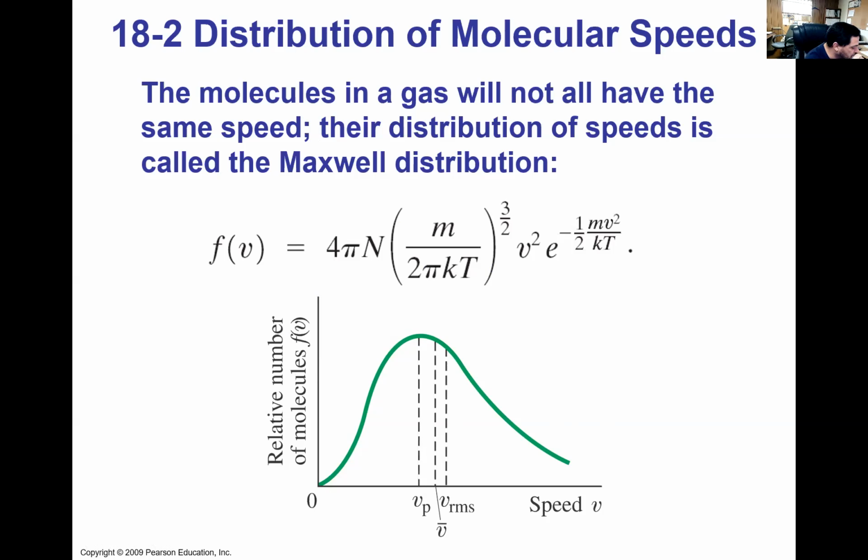Note that the average and RMS are not at the peak of the curve. That's because the curve is skewed to the right, so it's not symmetrical. The peak of the curve is the most probable speed. Now, in other types of analysis, there are other types of distributions. So you've all heard of the bell curve. That's what most grade distributions look like.